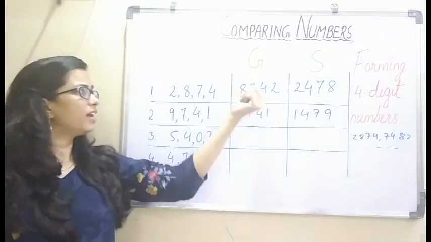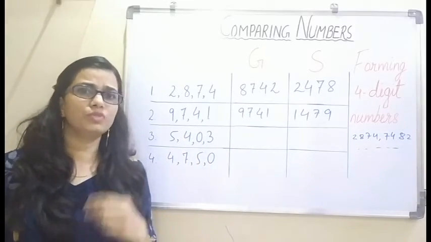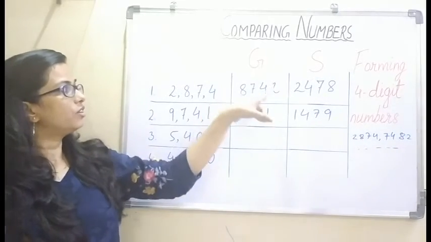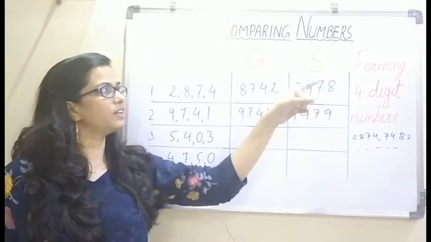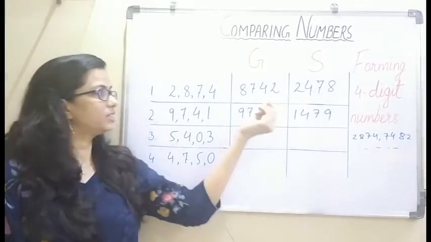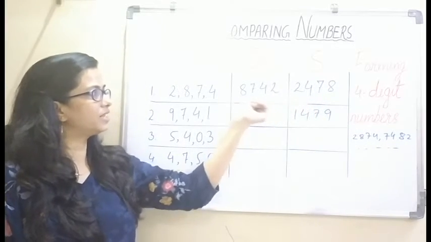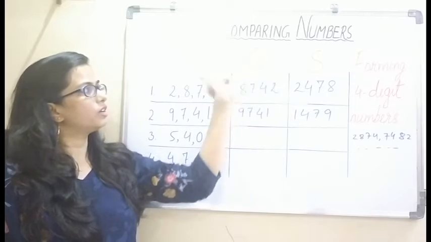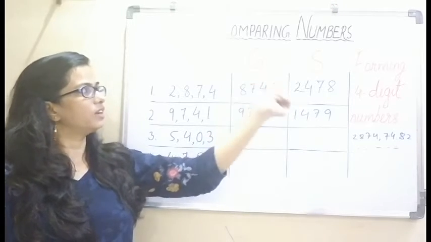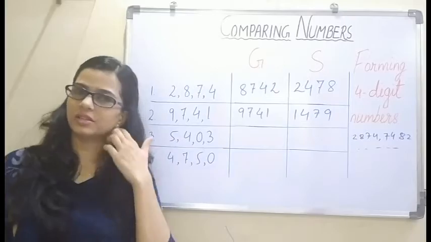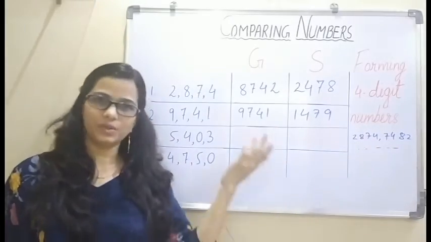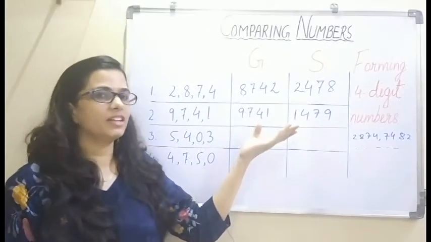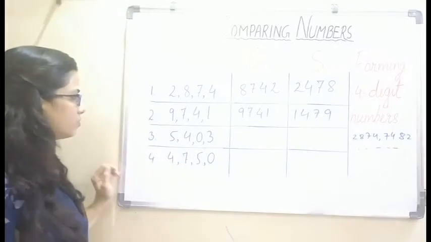While looking at greatest and smallest numbers, you will find that by reversing the digits, we get either of the two numbers. For example, if we have the greatest number as 8742, we go in a reverse way, 2478. So 2478 is the smallest number. Similarly in the second case. That's a hint for writing the greatest and smallest number.